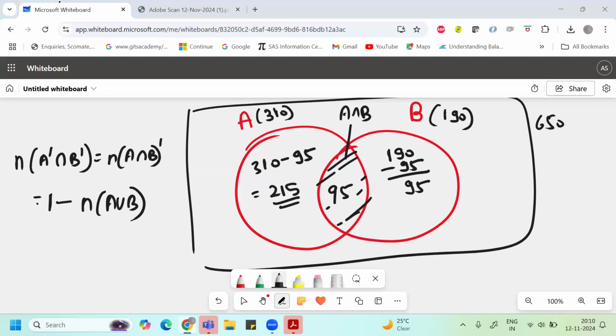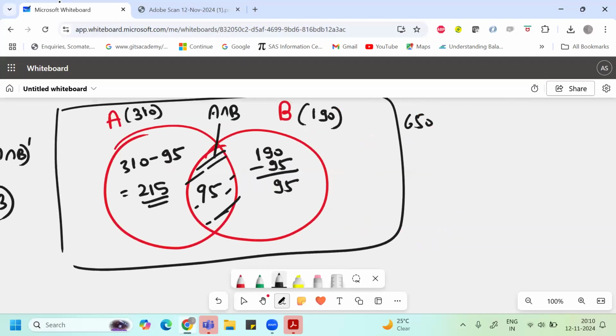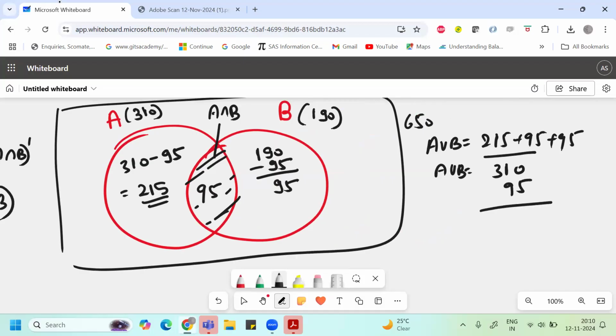So what you can do is find the value of A union B. What is A union B, guys? A union B is 215 plus 95 plus 95. So A union B would be 310 plus 95. 310 plus 100 is 410, minus 5 would be 405. So A union B is 405.